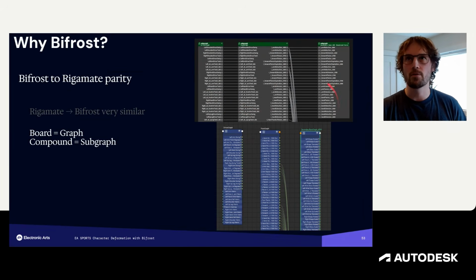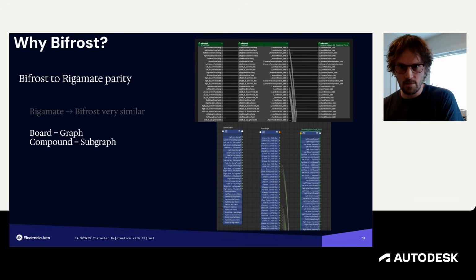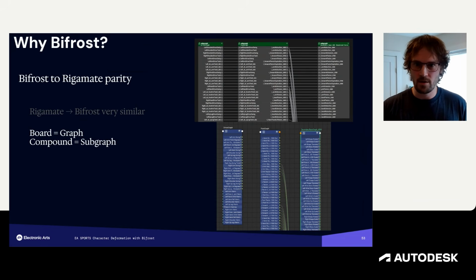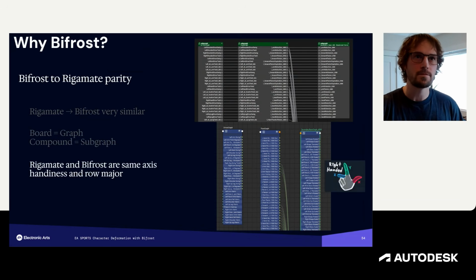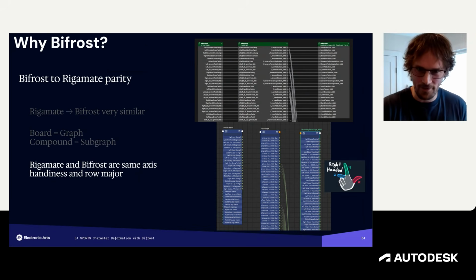So right away, we're like, wow, we're recreating this stuff in Bifrost. This is going to simplify how we create our Maya workflow and our output to game. They're very similar now. We're going to have less code and less difference. And Rigmate and Bifrost, luckily, have the same axis handedness and row major for matrix calculation. So no conversions. We're just kind of lucky. Take luck when you get it, right? So this is great. This is working for us.